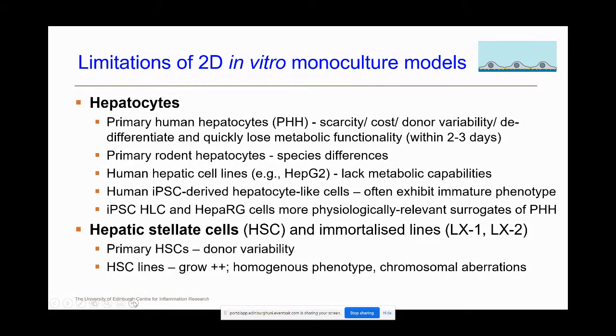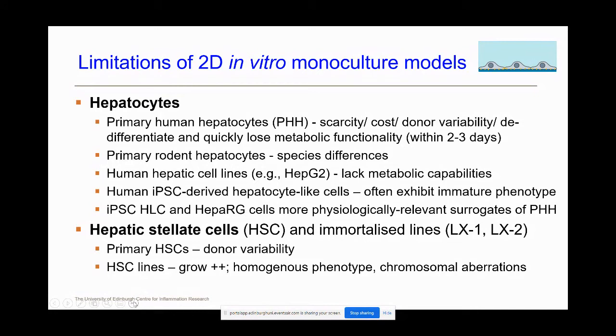Primary rodent hepatocytes exhibit species differences in drug metabolism, drug targets, and in pathophysiology. Human hepatic cell lines, like the HepG2 line, simply lack the full repertoire of metabolic capabilities. And human iPSC, pluripotent stem cell-derived hepatocyte-like cells, often exhibit an immature phenotype. However, iPSC hepatocyte-like cells and HepaRG cell lines are more physiologically relevant surrogates of primary human hepatocytes.